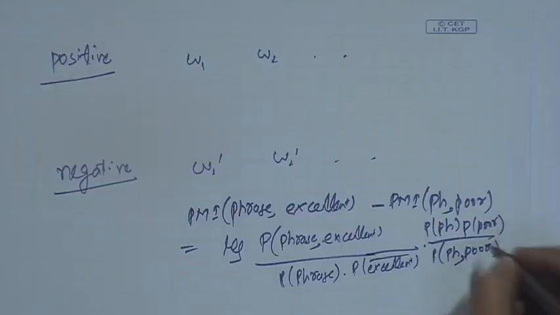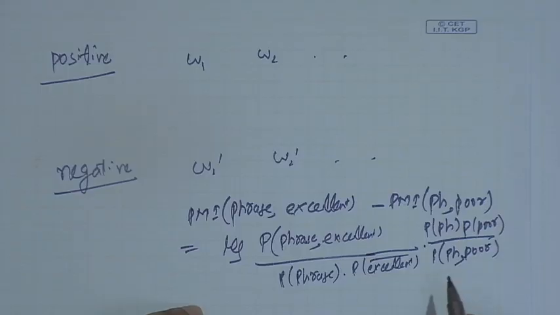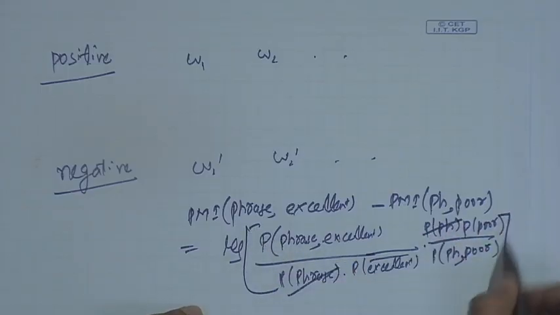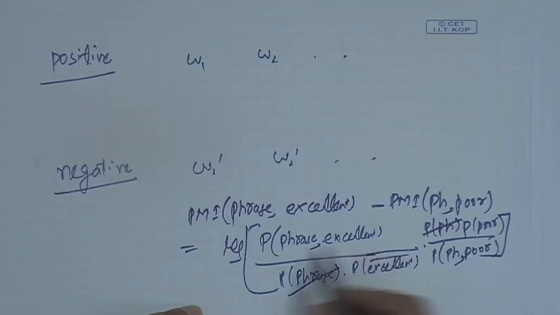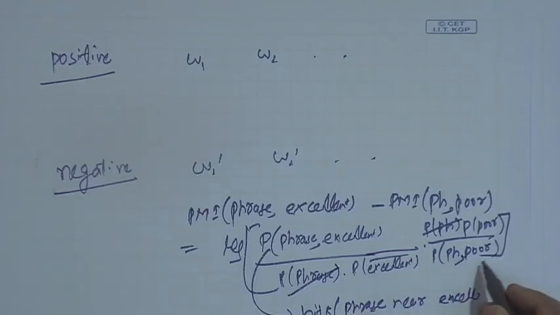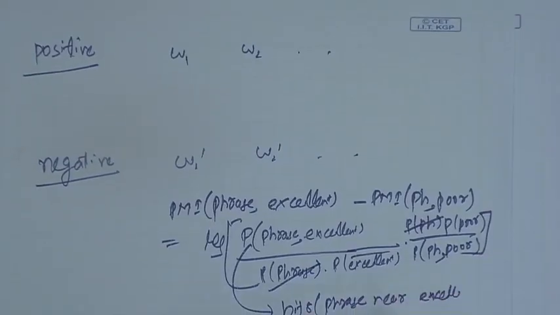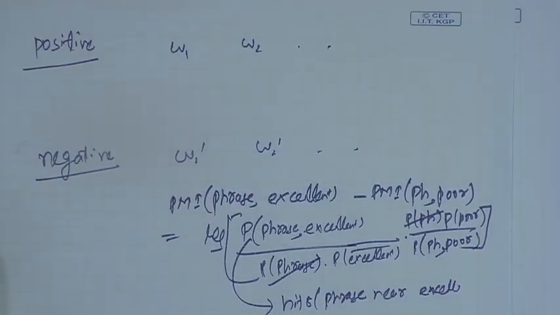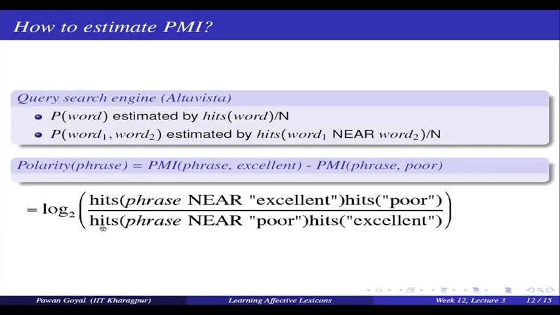Okay, that will come out to be the PMI, and then you can immediately say that this is repeating, so you have only this one, log probability of the phrase with excellent, and this you obtain using hits, phrase near excellent. Similarly, phrase near poor. This is hits for excellent, hits for poor, and that's how you get the polarity of the phrase. And you do that for all the phrases that you have taken in your opinion lexicon, and you obtain some sort of polarity for these.